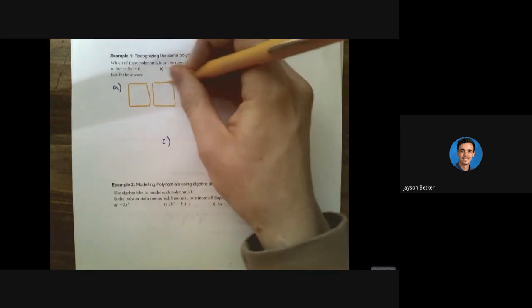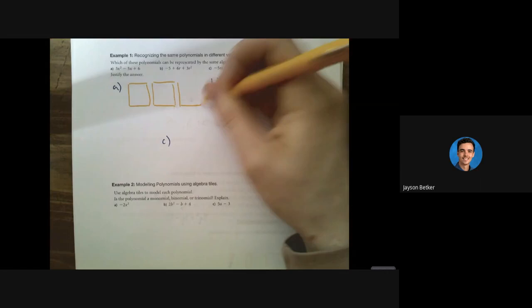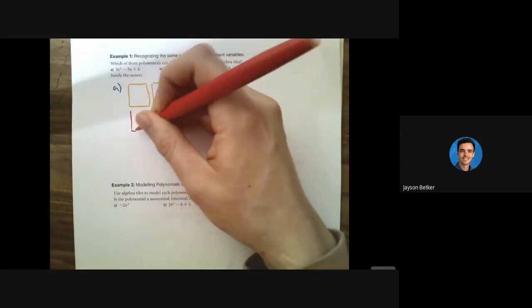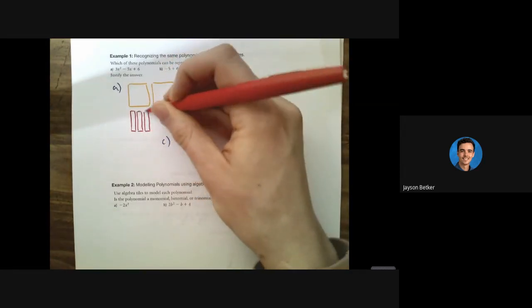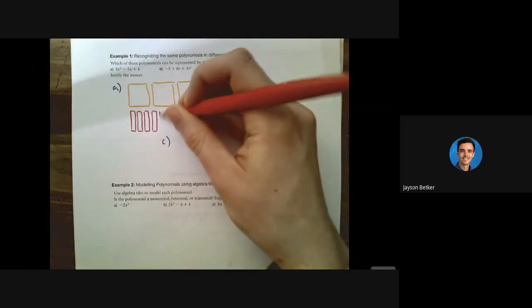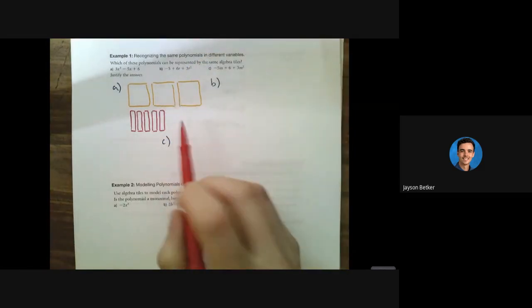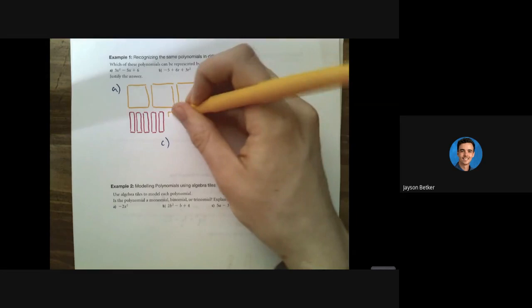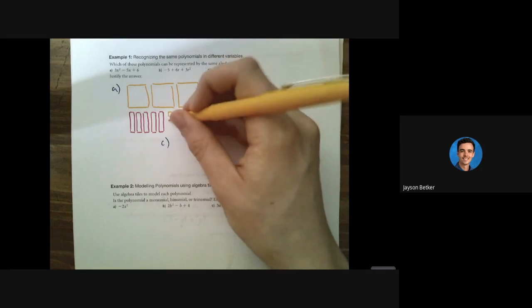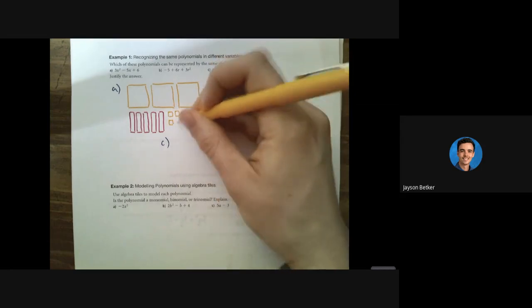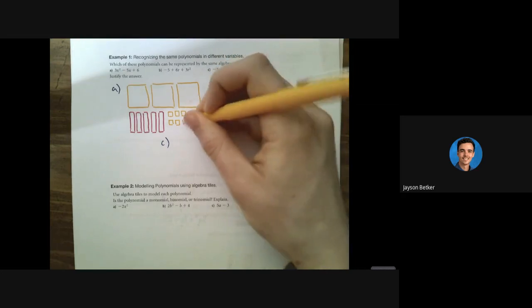There's another x squared. And there's another x squared. Okay, and then minus 5x, that means that I have negative 5 of the x's. So 1, 2, 3, 4, 5. And remember, I'm using the red color because it's negative. And then 6 of the positive ones, right? Because plus 6 would be plus 1 plus 1 plus 1 plus 1 plus 1, 6 times. So there we go. 1, 2, 3, 4, 5, and 6.